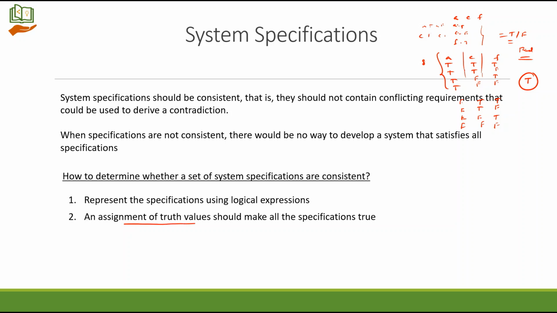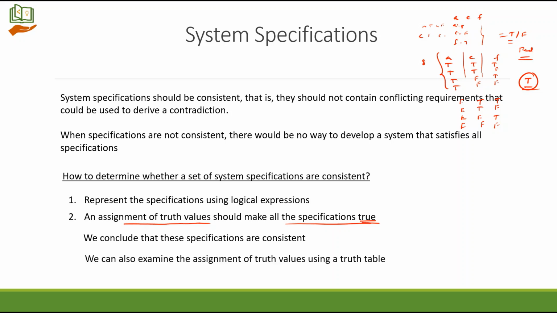An assignment of truth values should make all specifications true. So which value of A, which value of C and which value of F? You are going to have only 2 values. It is either true or false. But on what combination out of these 8 rows, which row will give you true? That is what they are asking. We conclude that these specifications are consistent when you are able to derive true.